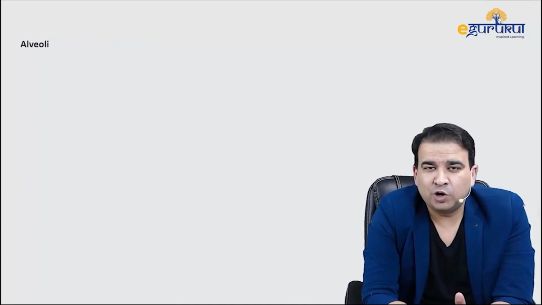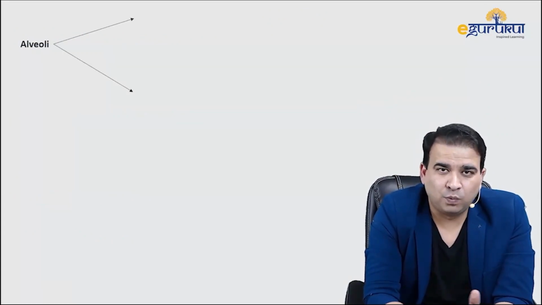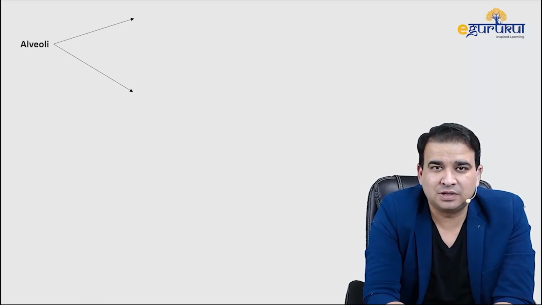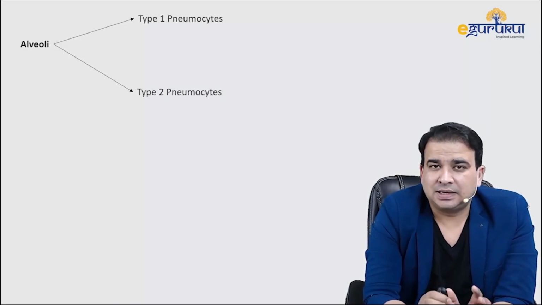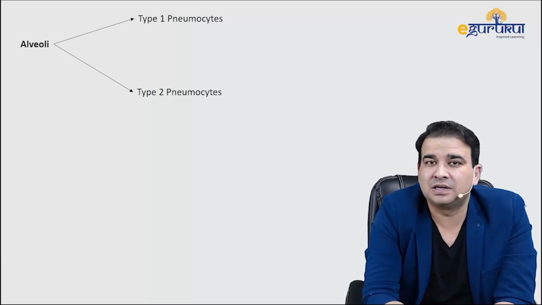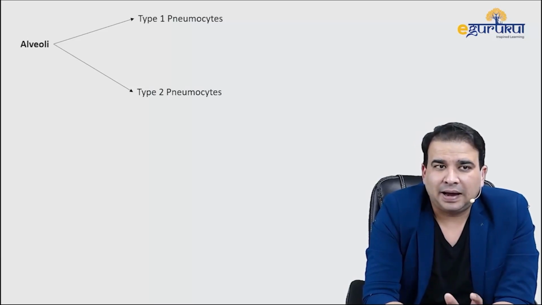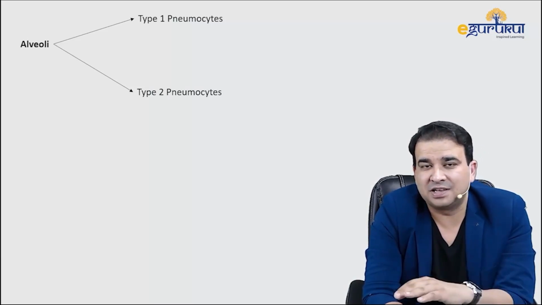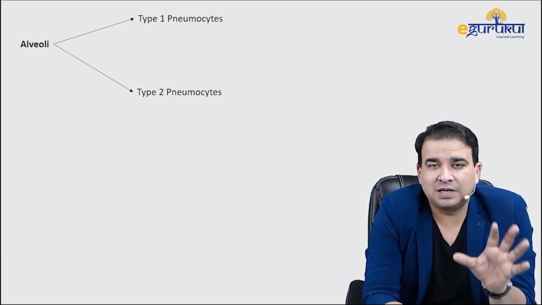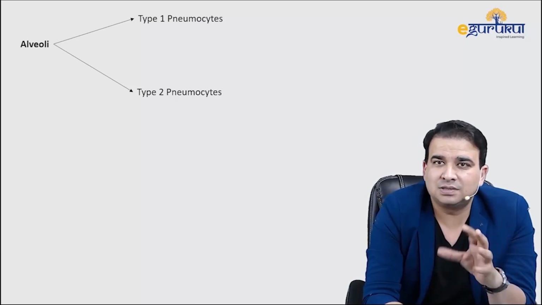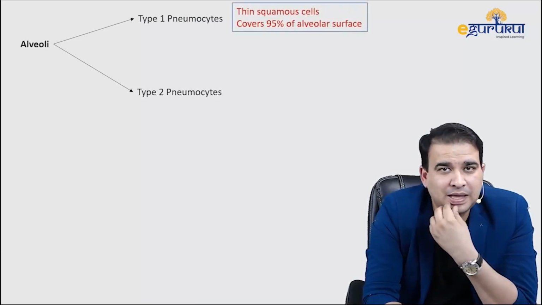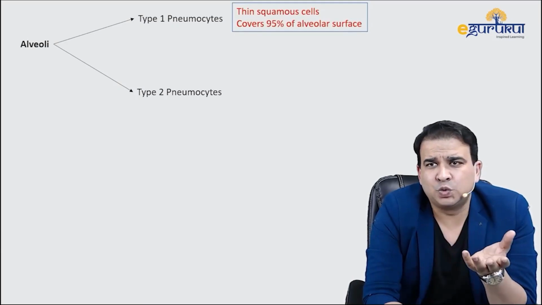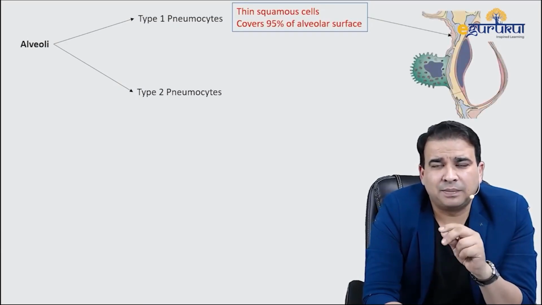So finally, moving on to the alveoli, which has two types of cells present. We got the type 1 and the type 2 pneumocytes. The type 1 pneumocytes are the predominant cells covering the surface of the alveolus, and they are the ones taking part in the gas exchange. So 95% of the cell population inside the alveolus is type 1 pneumocytes only. And these cells are the usual flat cells that you see, that is the type 1.